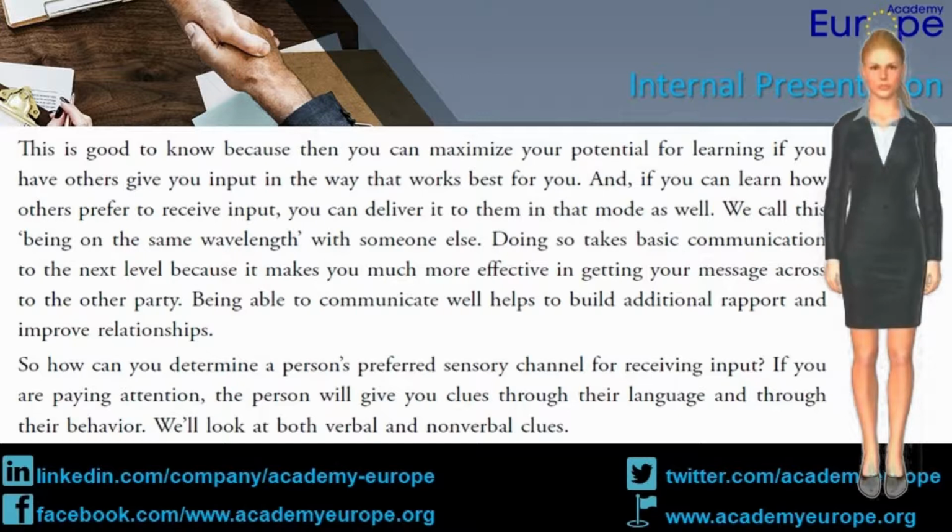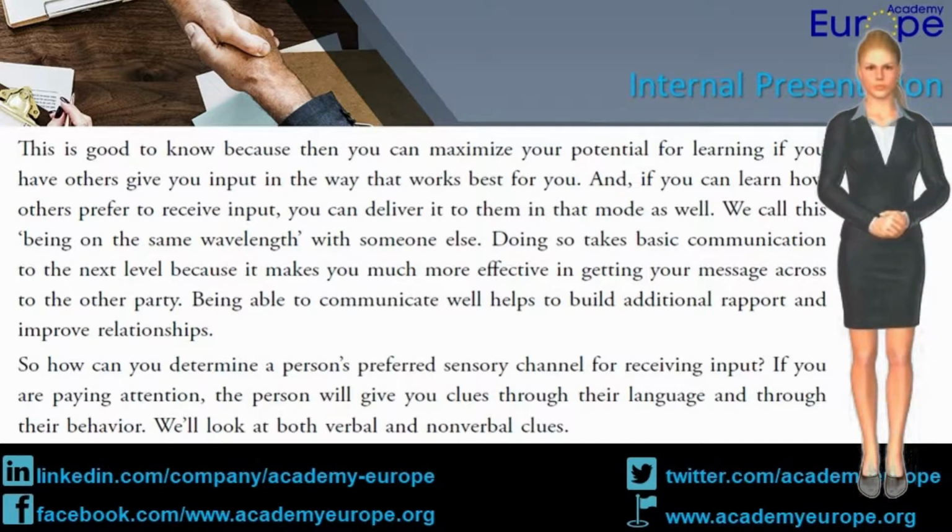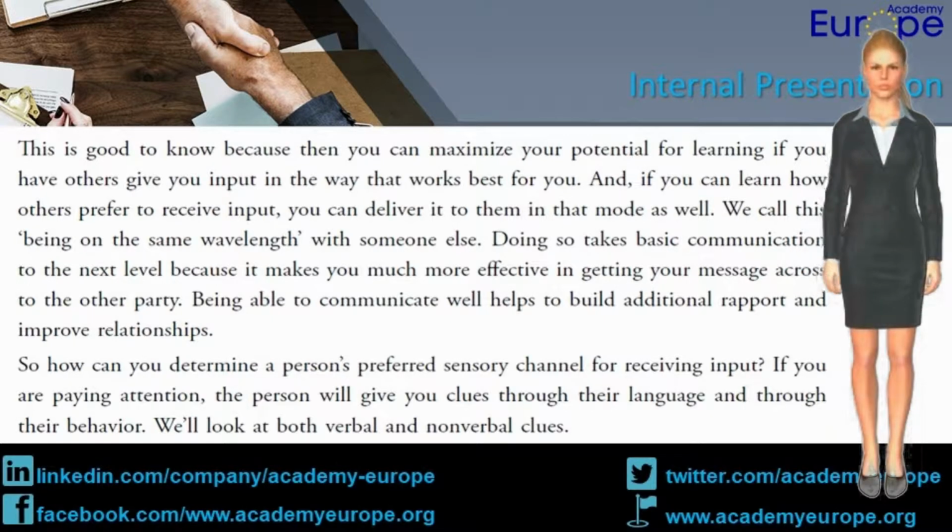Doing so takes basic communication to the next level because it makes you much more effective in getting your message across to the other party. Being able to communicate well helps to build additional rapport and improve relationships. So how can you determine a person's preferred sensory channel for receiving input? If you are paying attention, the person will give you clues through their language and through their behavior. We'll look at both verbal and nonverbal clues.